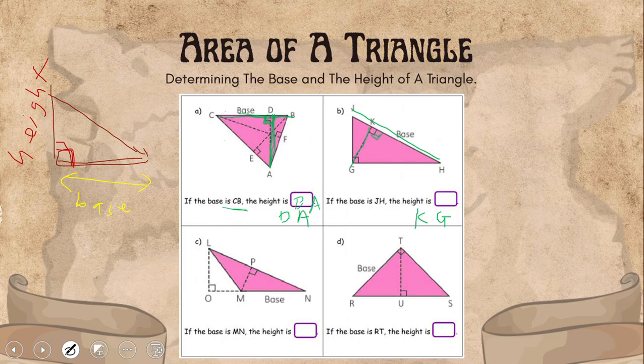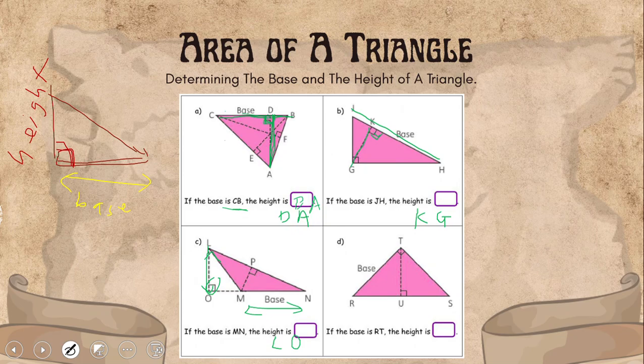Now for C, the base is MN. Here the base is here. How do you find the height? The height is also 90 degrees. As I said, the height will always be 90 degrees to the base. As you can see, we have a small square there, so the height is OL or LO. You can write it however you want, just make sure you have the letters L and O together.